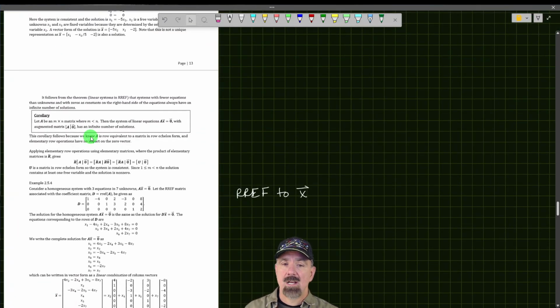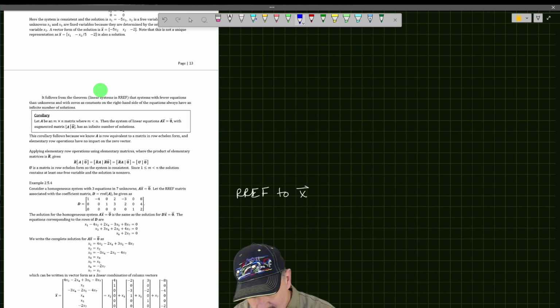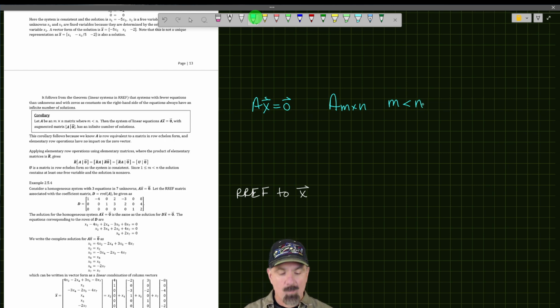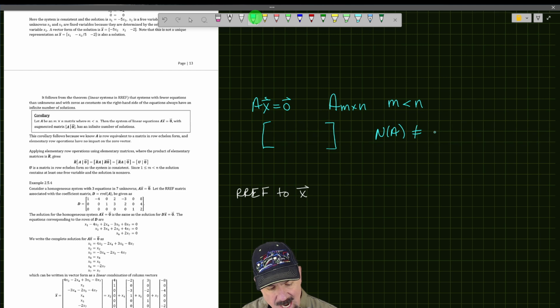A really important corollary here, which we've already covered, but let's just repeat it quickly. It says that if we have A, and we're solving now the homogeneous problem, let's be clear, AX equals 0, and A, of course, is m by n, but m is less than n, so we have more columns than rows. We have an A matrix that looks like this. What do we know? We know that the null space is non-trivial. We know that the null space of A is not just the zero vector. It has a greater dimension than that. There's more in the null space.